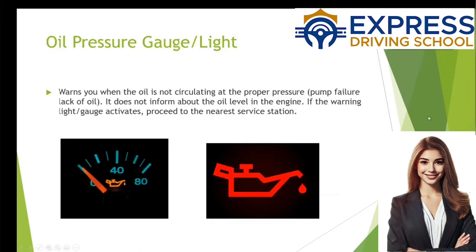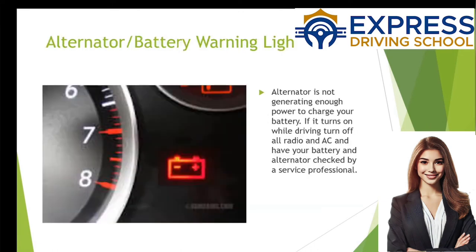Alright, oil pressure gauge and light. This warns you when the oil is not circulating at the proper pressure. You either have a pump failure or lack of oil. It does not inform you about the oil level in your engine. A lot of people have a misconception about that. It just talks about the pressure of your oil in your car. If the warning light or gauge activates, go ahead and proceed to the nearest service station.